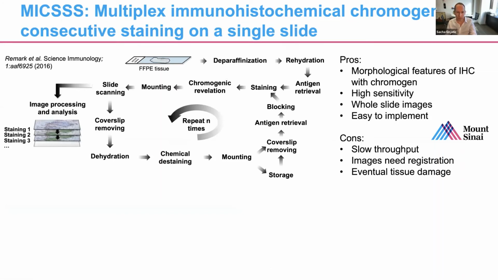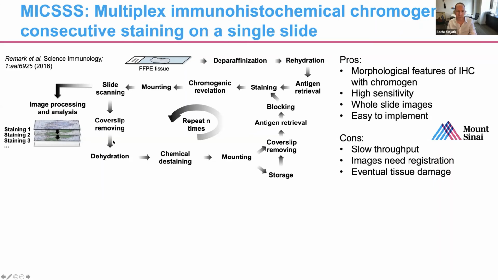At Mount Sinai, we had a very different methodology that was really not at all immunofluorescence-based, but rather chromogen-based, and we call it multiplex immunohistochemical staining on a single slide, or MICSSS for short. And so it's the same idea of a general pathology staining where we use FFPE tissue and perform single stain chromogenic staining with an antibody, a secondary, and a chromogen, and we take an image of this particular staining.